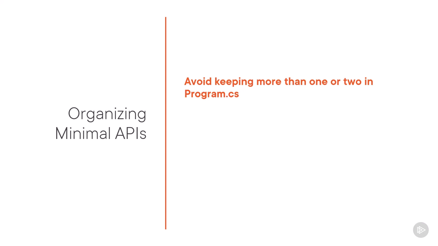There are other reasons why you should prefer using more than one file for your application that we don't have time to get into here, but it should be obvious that you should avoid keeping more than a few endpoints in program.cs, and instead put them into separate files. Having made the decision to organize your endpoints in files, this comes with the next obvious recommendation that you should use folders to organize them.